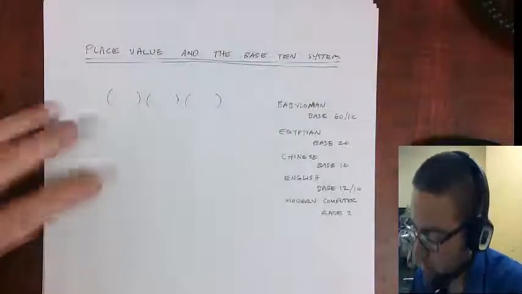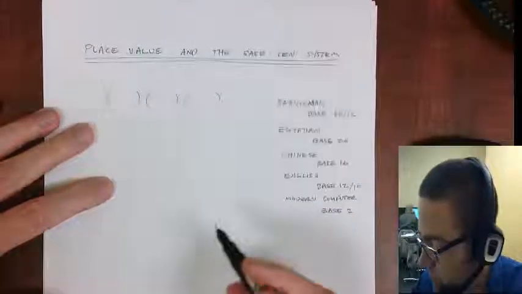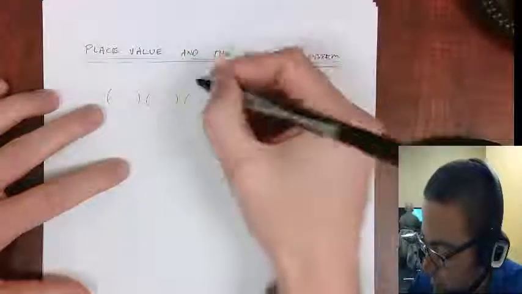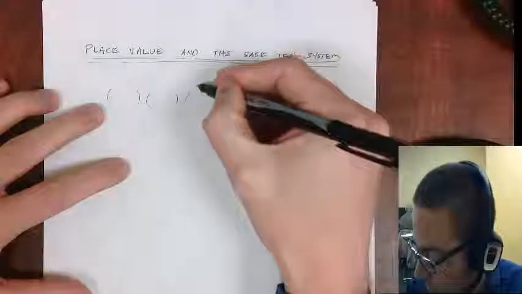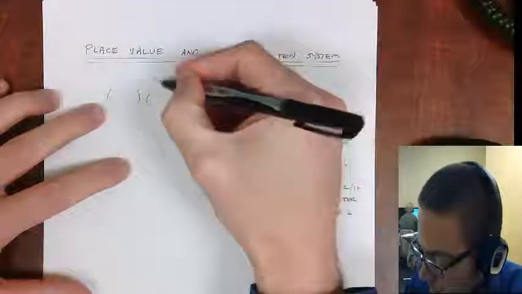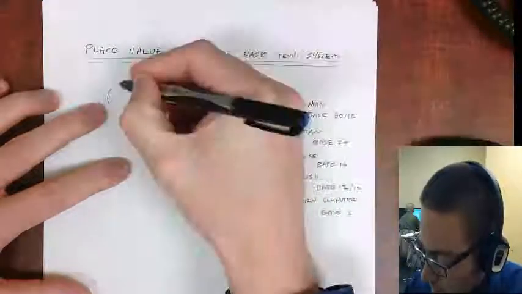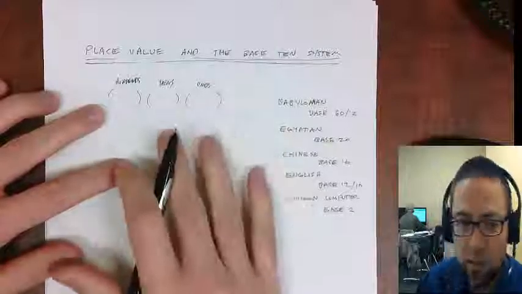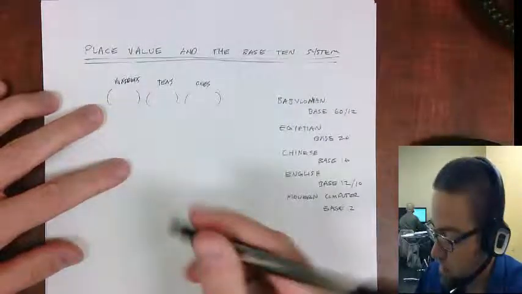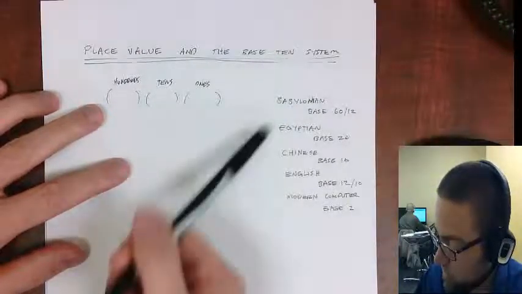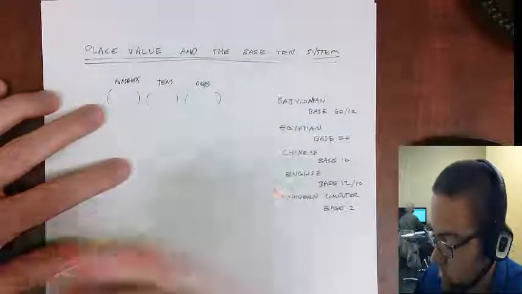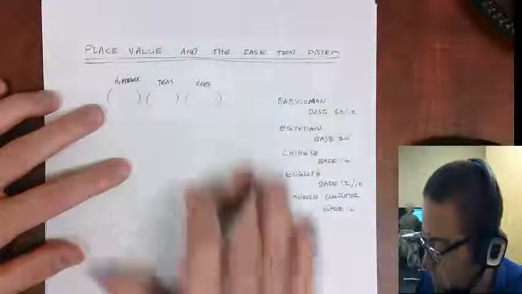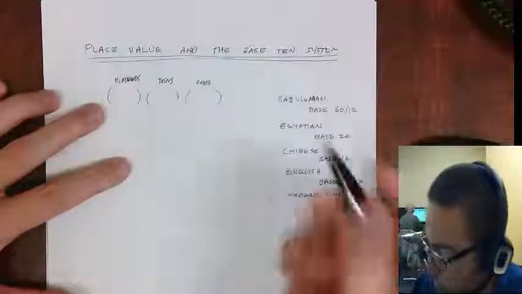Hello everyone, we're going to talk about place value and the base 10 system. I'm sure you've done this since elementary school, talking about place value, and you have the ones place and the tens place and the hundreds place. But I want to talk about it in a little bit different way now that you know about exponents, and also talk about some other base systems that have existed in history and exist now.